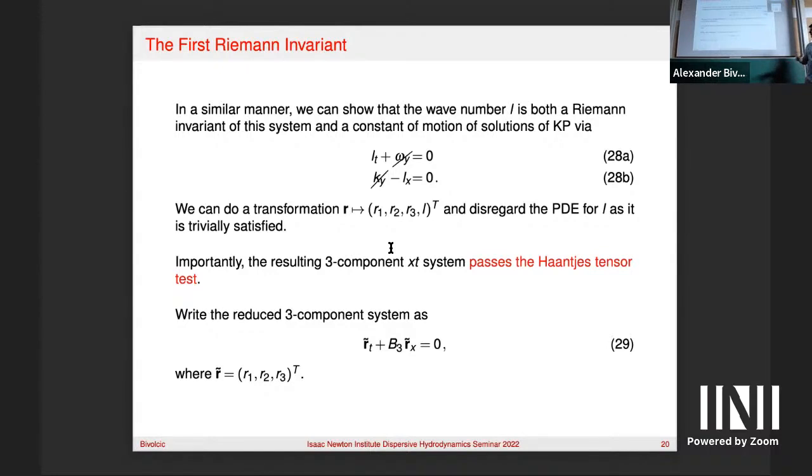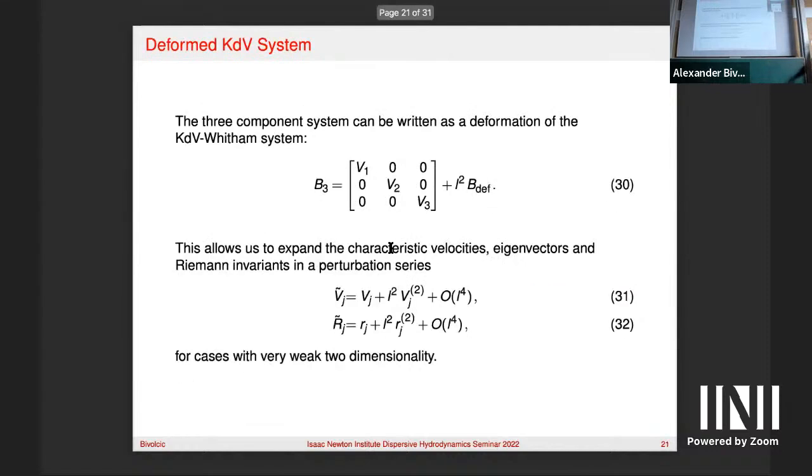Now, something that's pretty nice about this, you may notice, so 3 components, and my parameters are the KdV Riemann invariants, right? That's got to be handy, right? And in fact, what you can do is express that coefficient matrix as a deformed KdV system. So I take the diagonal KdV, and then I have a deformation of order L squared. So with this, you can do a perturbative series. You can get the perturbed eigenvalues and perturbed Riemann invariants. Getting the true eigenvalues and Riemann invariants of the system looks pretty ugly as far as the coefficient matrix goes. This is as far as we have been able to get.